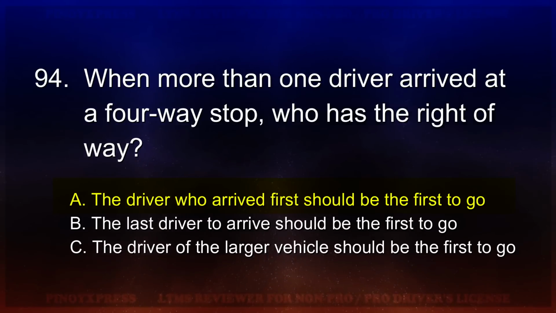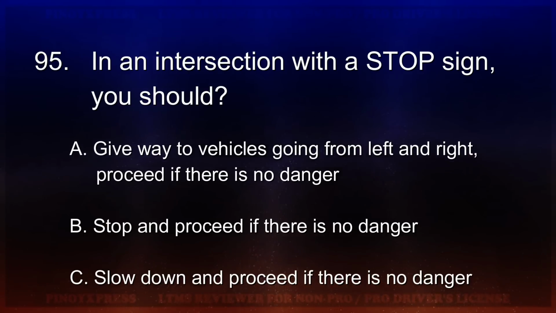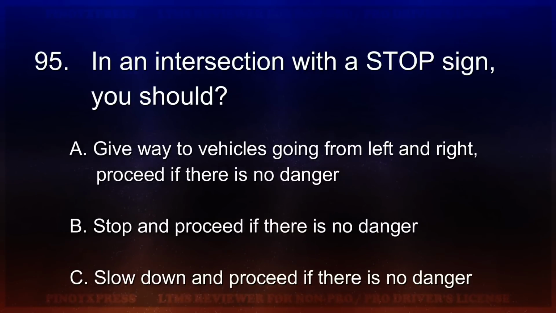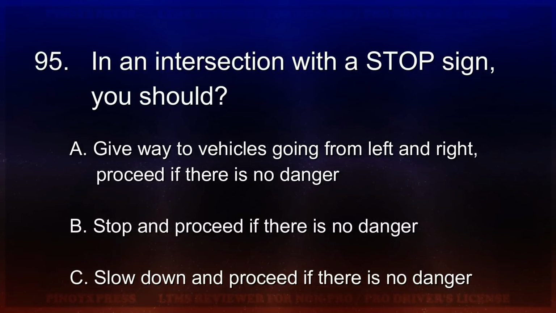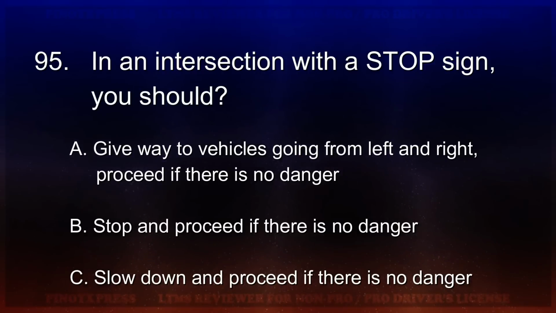In an intersection with a stop sign, you should A. Give way to vehicles going from left and right, proceed if there is no danger. B. Stop and proceed if there is no danger. C. Slow down and proceed if there is no danger. The correct answer is letter B.